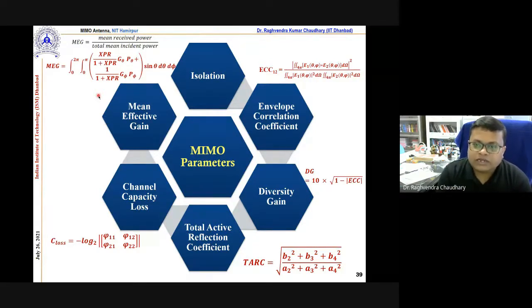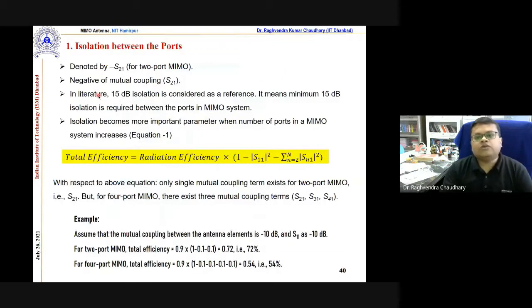So the first thing is the isolation. Second is the isolation coefficient. Third is diversity. Fourth is total active reflection coefficient, and then channel loss. And finally, we have mean effective gain. So these are the 6 parameters by which we may check the performance of the antenna. Let us see these one by one.